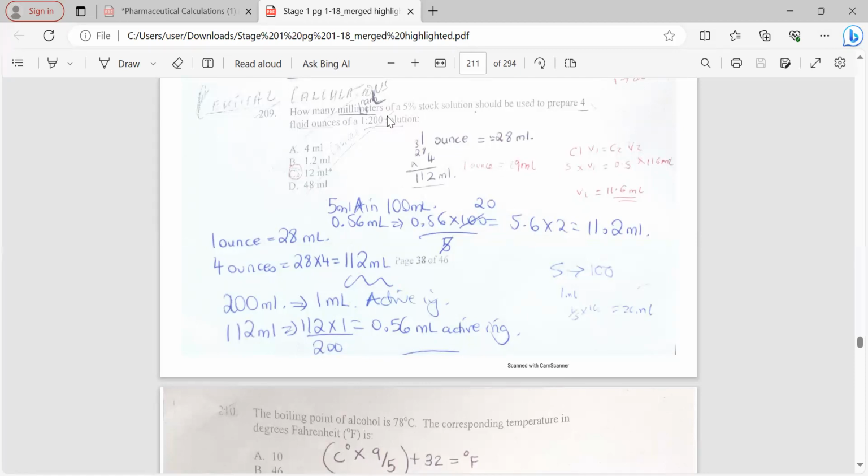So others say 30. I'm trying to figure out what we should use. We can try with 30 and 29, then we see the answer. We use 1 ounce is equal to 30 mLs. So 4 ounces will be 120 mLs.